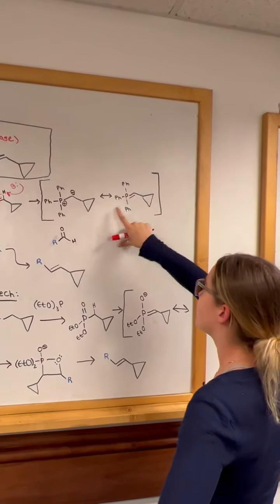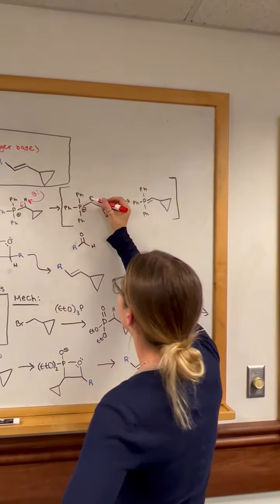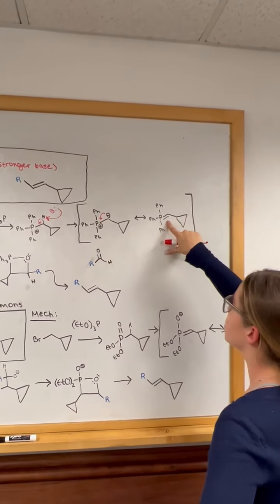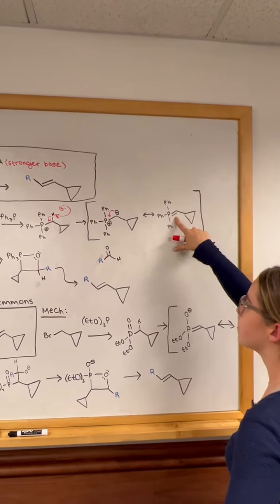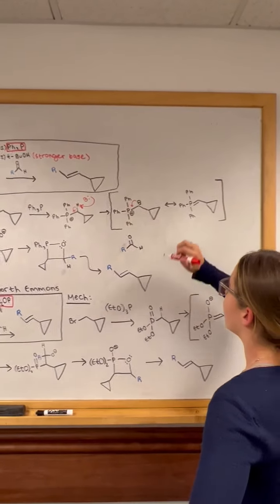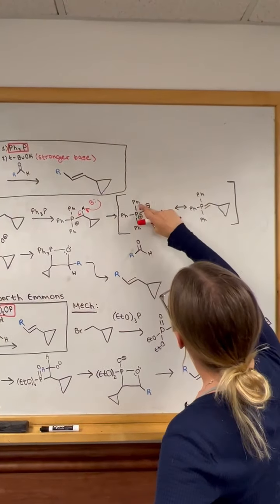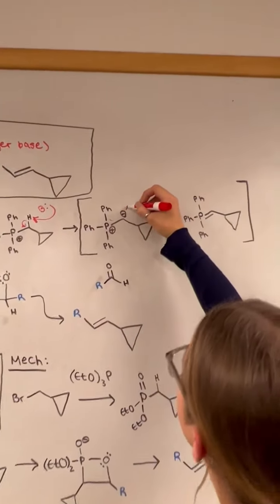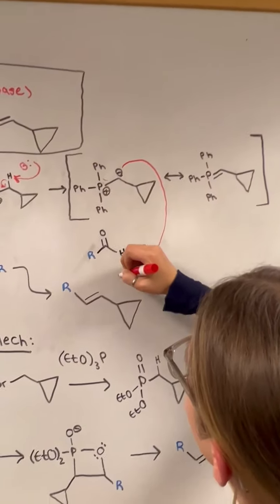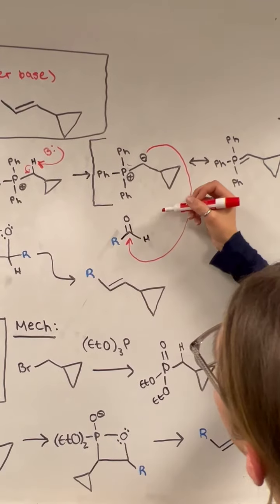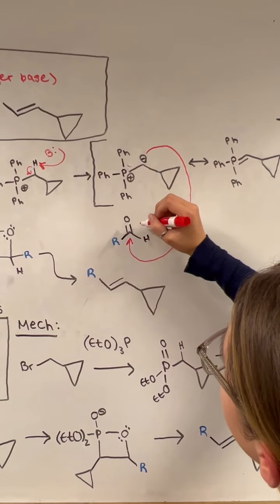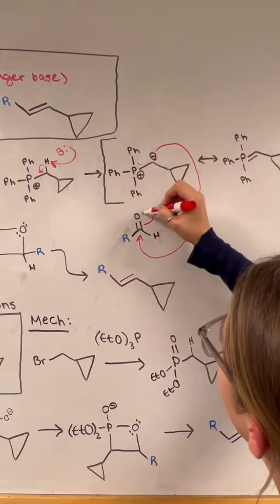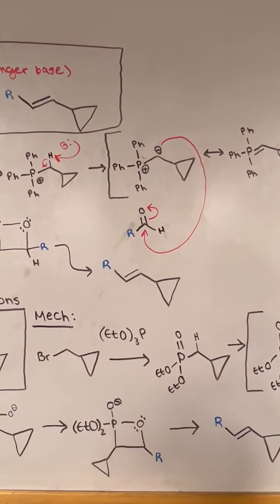This is also resonance stabilized, where we could swing this negative sign over and form a double bond between the phosphate and that carbon. From there, we take this negative on the carbon and we swing it down and attack the carbon on the ketone or aldehyde, which then swings the electrons back up to the oxygen.